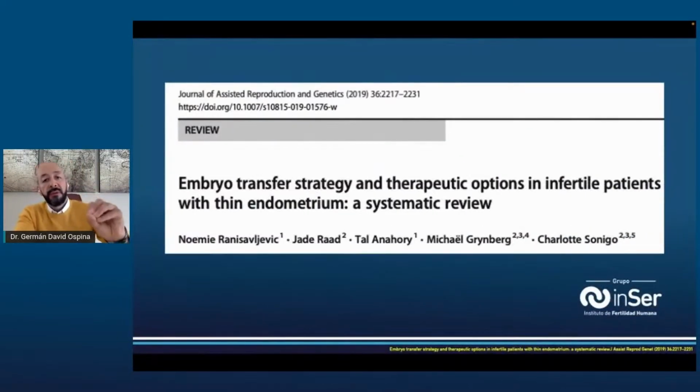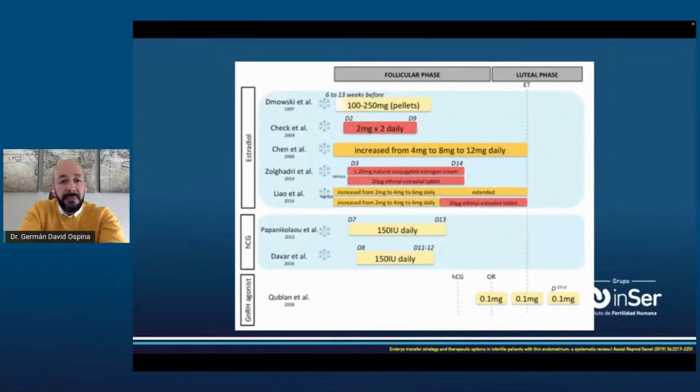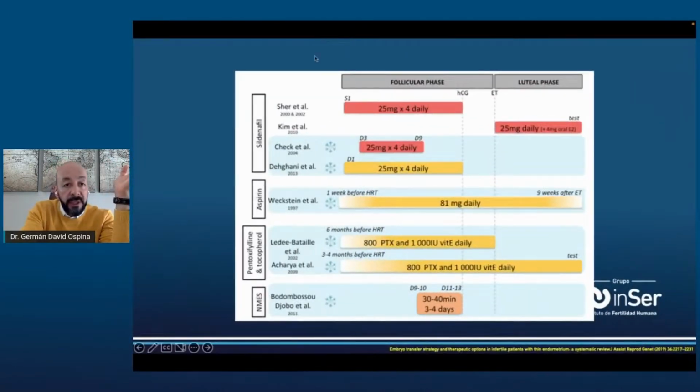Okay, this is a summary. It's a very good review published 3 years ago, and you can see here the problem that we have: there are a lot of studies combining different methods. For example, these studies are combining estradiol, HCG, and GnRH analogs. Then there are different regimens, different doses, different moments, and this is a real problem for extracting good evidence. These studies are combining sildenafil, aspirin, pentoxifylline, and neuromuscular electrostimulation. And if you see here, every study has a different protocol. This is the problem, because there is no standardization of this process.